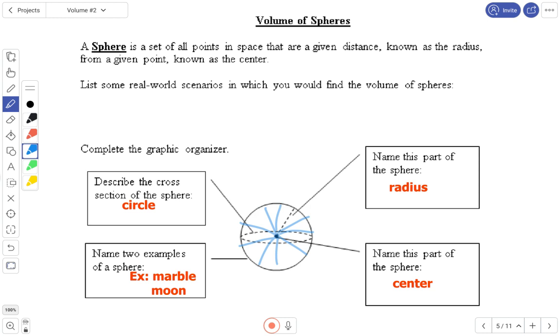Some of the real life scenarios when you're thinking about a sphere, think about a baseball, think about a basketball, soccer ball, any sort of ball. Think about a scoop of ice cream. Think about the moon. Think about a beach ball, anything that's round. And that's talking about a sphere. Okay.